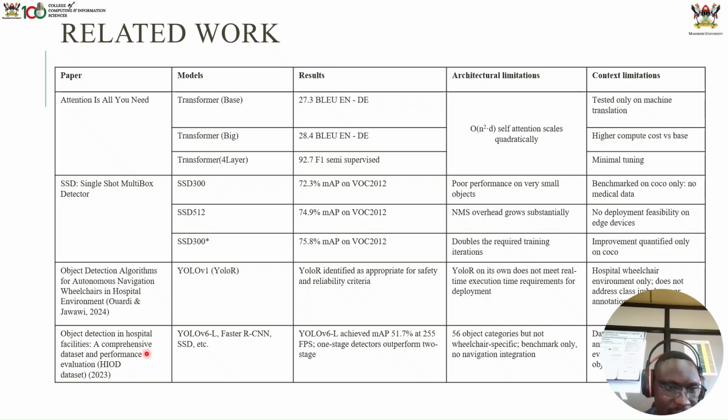The other paper was the HIOD dataset in 2023. This had very strong accuracy, but it covered 56 generic object categories without any navigation integration or person annotation strategy. The gap is exactly what we are filling.